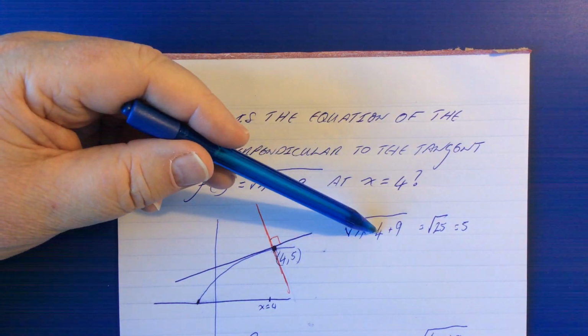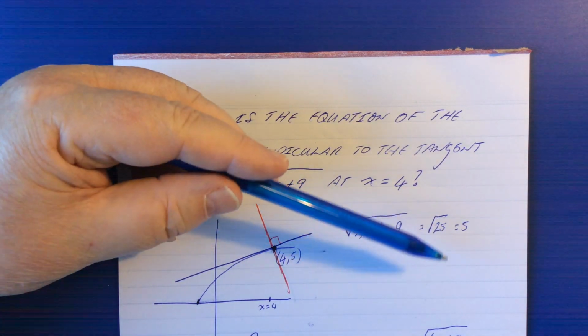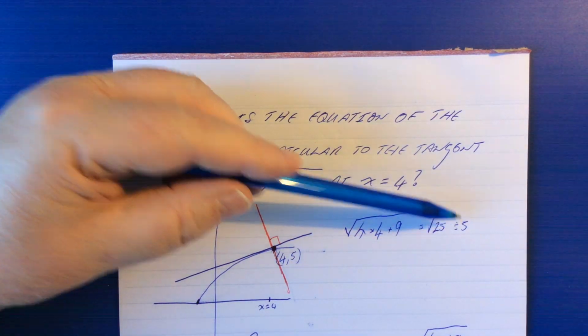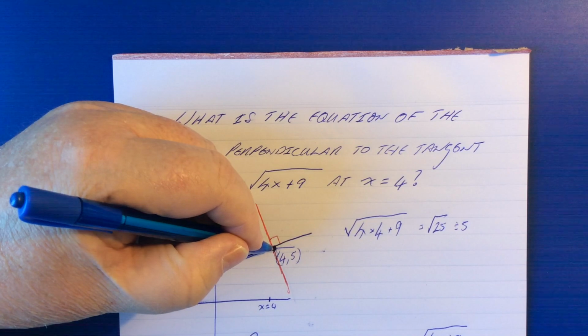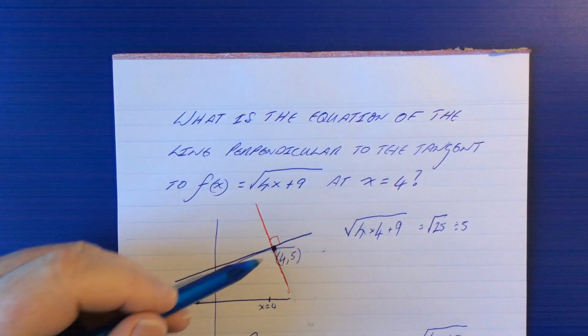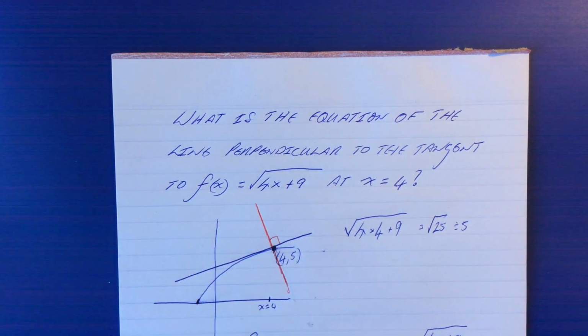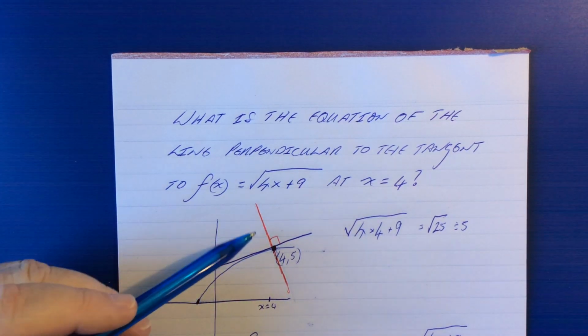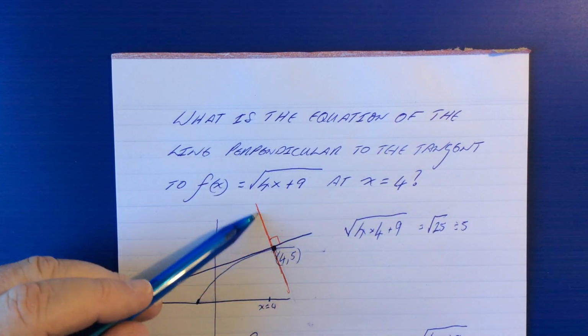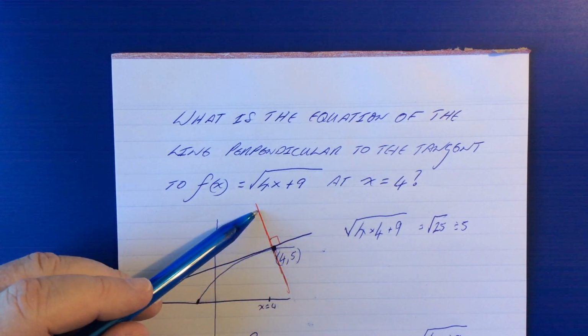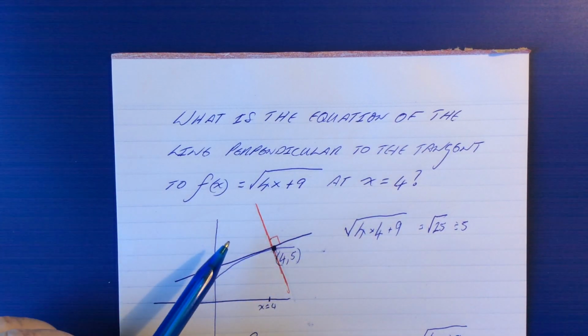So I get the square root of 4 times 4 plus 9, which is the square root of 25, which is 5. And that gives me my point here, (4, 5). The line perpendicular to the tangent at that point is here. And there are some bits of information that I get from this. It is highly likely that the gradient is negative, even though this is an imprecise drawing.